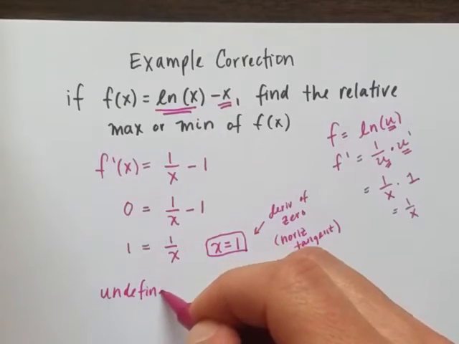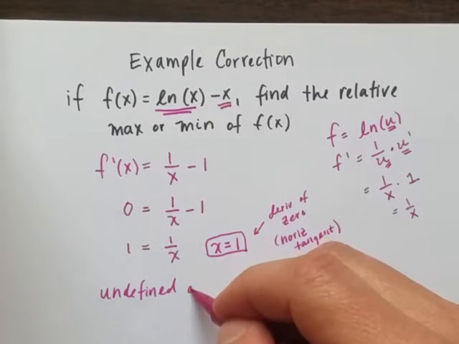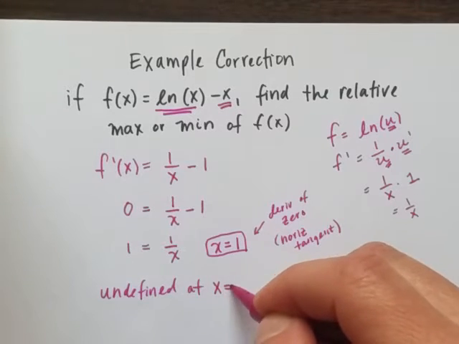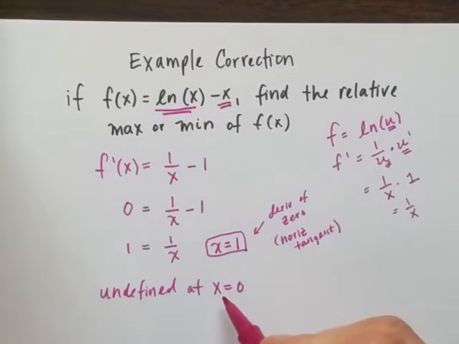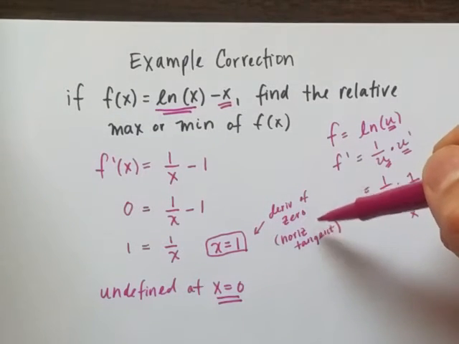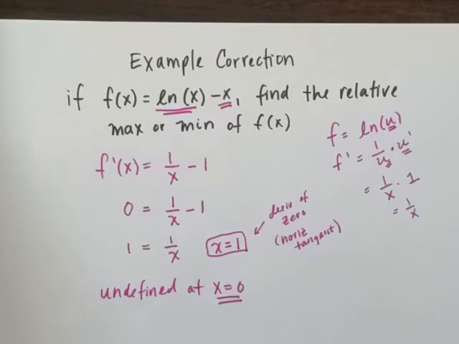Well, what is the rule of fractions? I can't divide by 0. So it's also going to be undefined at x equals 0. So that's another critical point. Now that's not going to be a maximum or minimum because that doesn't have a derivative of 0, but it's going to tell me something very specific that's happening at my graph.